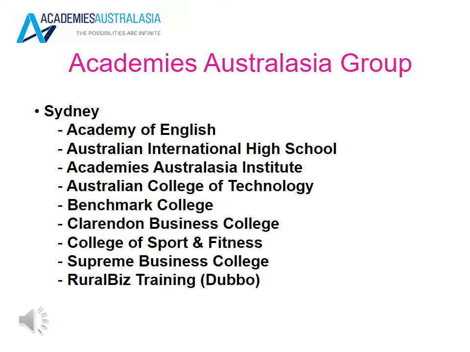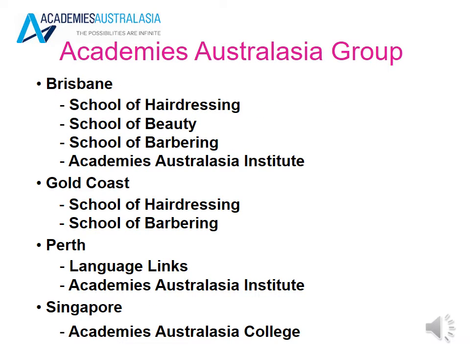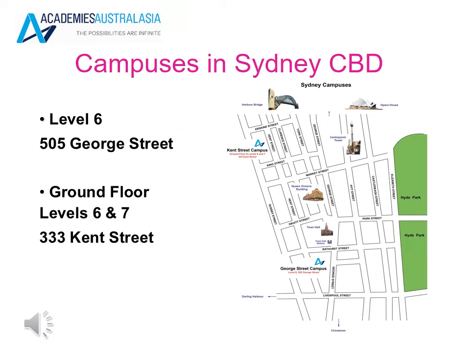Academies Australasia Group has colleges throughout Sydney, Melbourne, Adelaide, Armidale, Brisbane, the Gold Coast, Perth, and Singapore. Our main campus is in Sydney, and we have two campuses in Sydney. One is on George Street and the other one is on Kent Street. Please refer to the map for more information about the locations in Sydney.